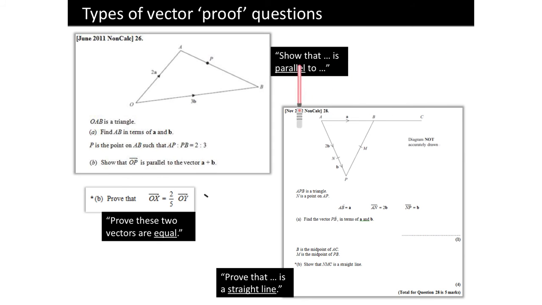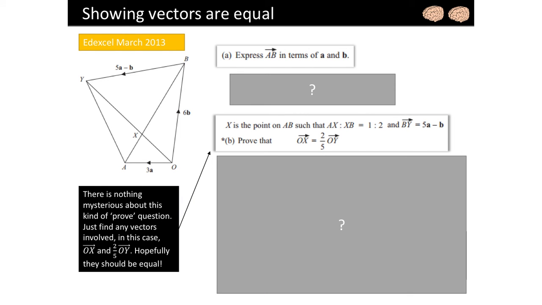We have the ones that show it's parallel, and then the ones that say prove that it's a straight line. We have to be comfortable doing all of these. These are the types of prove-y questions, and we're going to look at them. If you feel comfortable, give these a go, and we will go through them later. So, showing vectors are equal, this is the first type of prove-y question that we're going to look at.